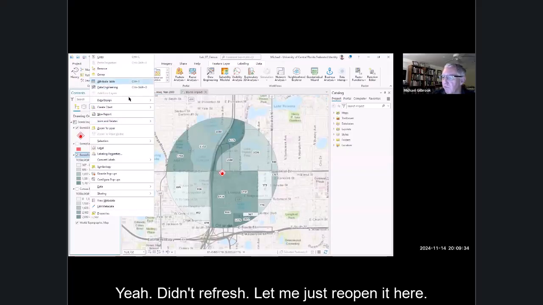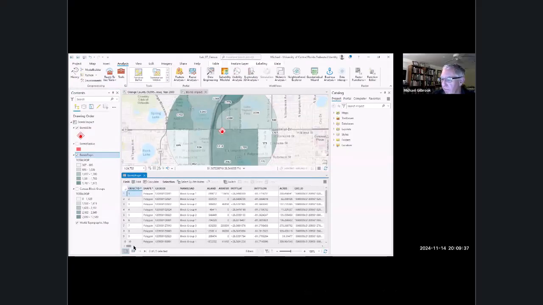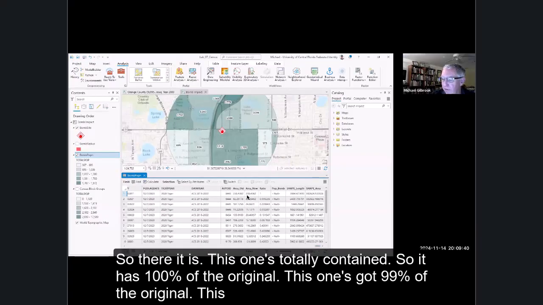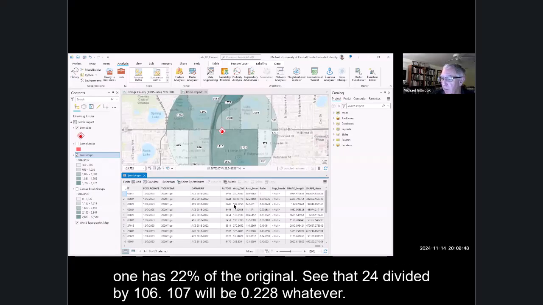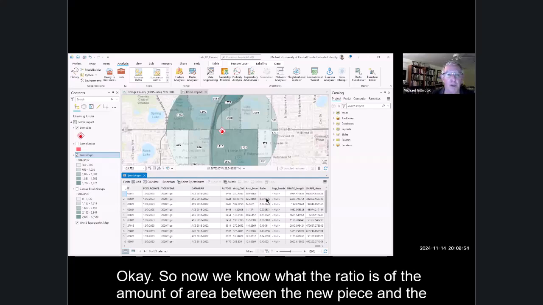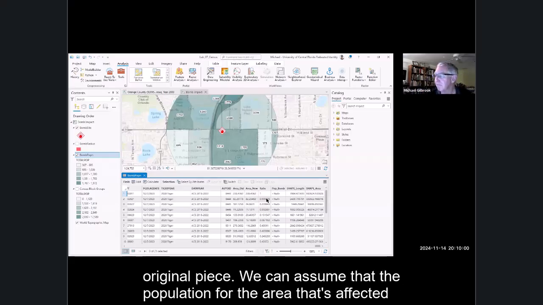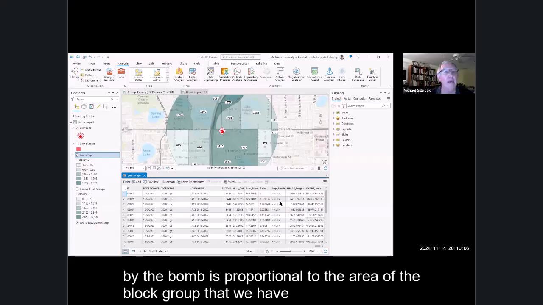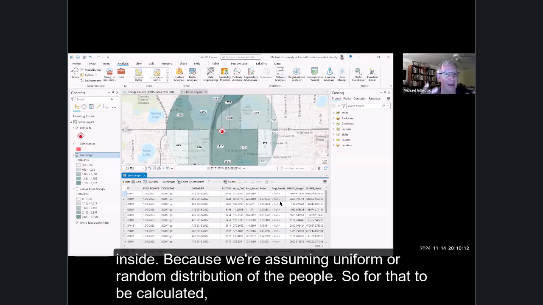Okay. Didn't refresh. Let me just reopen it here. So there it is. This one's totally contained, so it has 100% of the original. This one's got 99% of the original. This one has 22% of the original. See that? 24 divided by 106 or 107 would be 0.228, whatever. So now we know the ratio of the area between the new piece and the original piece. We can assume that the population affected by the bomb is proportional to the area of the block group inside, because we're assuming uniform or random distribution of the people.